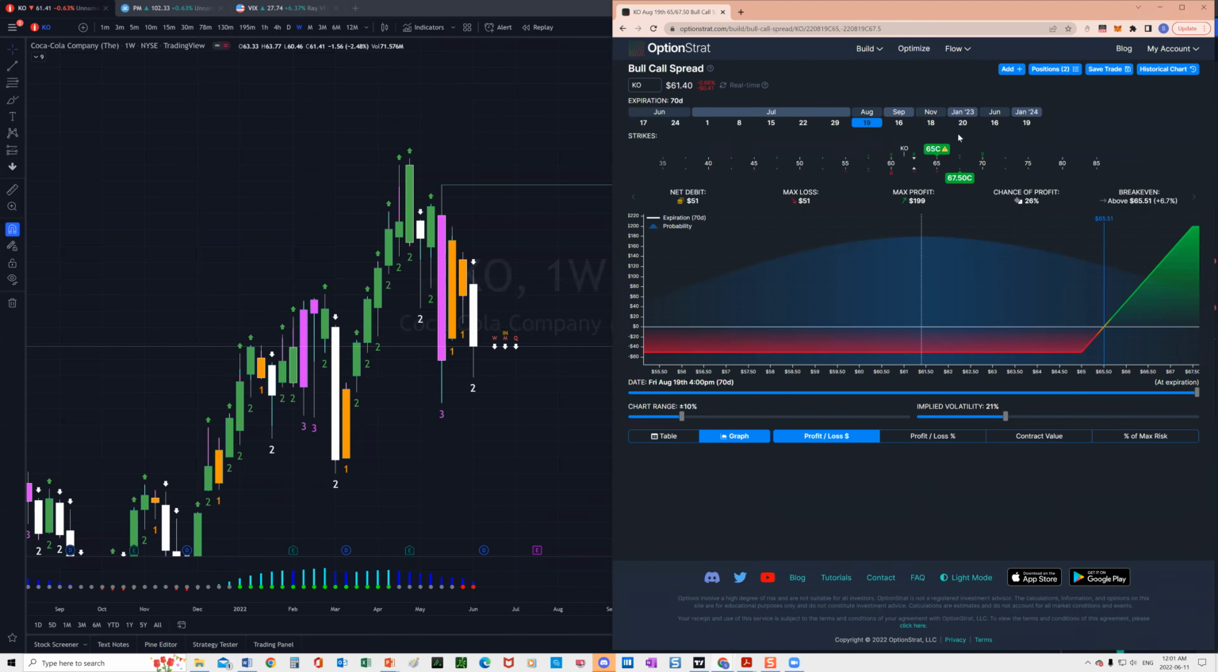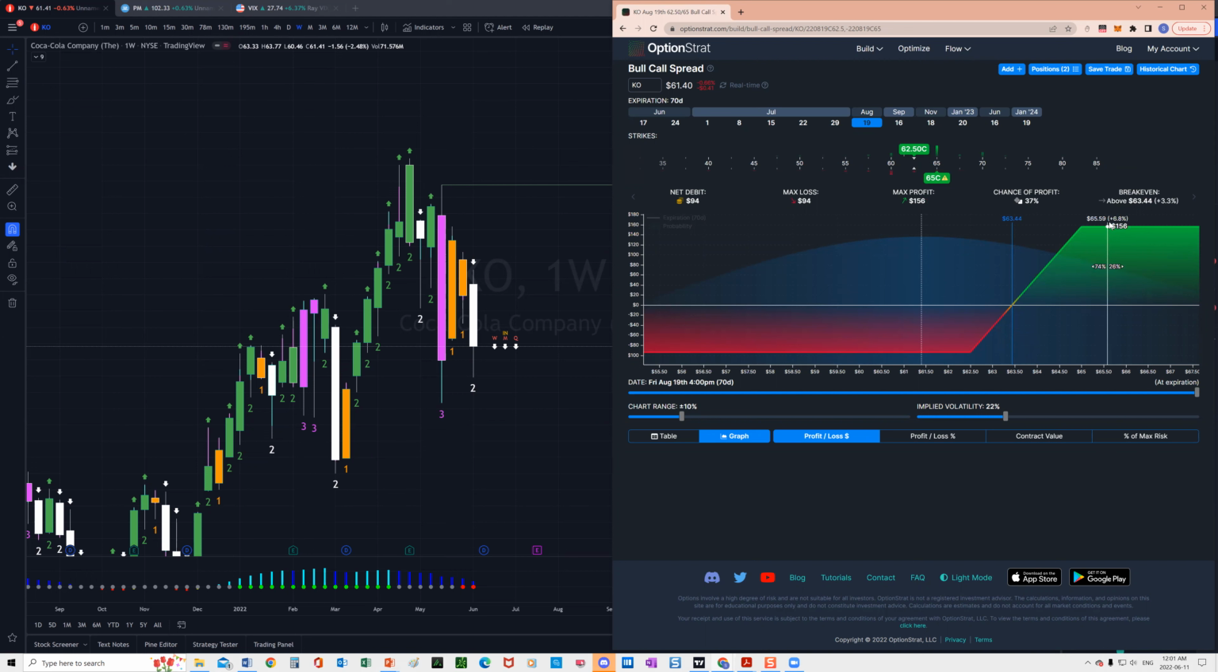Okay? If you want to be super conservative and go with something that has a much higher probability of success, well, then you go with just a closer spread. So here, we're 61.40, 62.50, 65. If it's above 65, you'll max out your profit, but that's still 166%. So not bad.